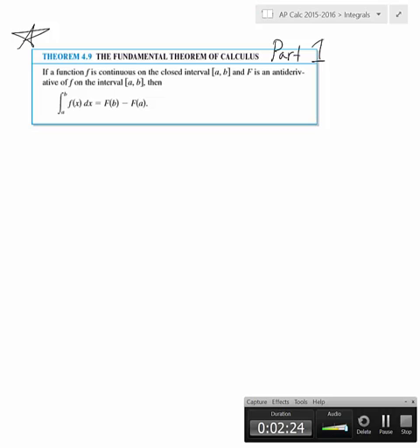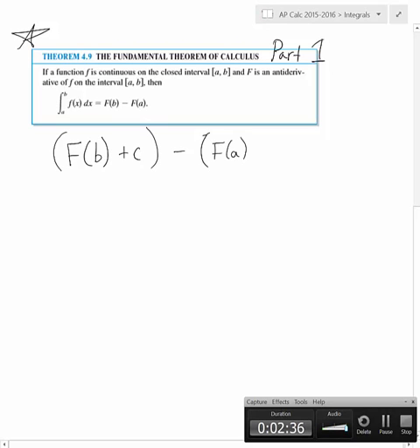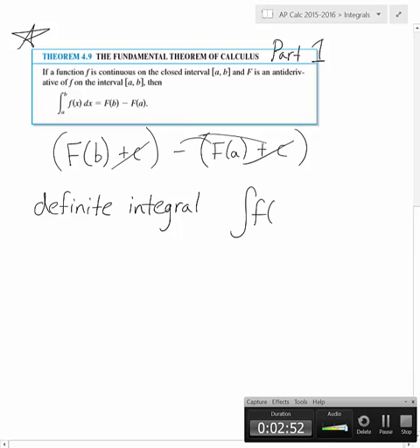The reason for that is that when you evaluate this, you would get F of b plus c minus F of a plus c, and if you distribute the negatives, you'll notice that the c's cancel out. So when you're doing a definite integral, and remember a definite integral is with endpoints, so if we had the integral of f of x dx, right now it's indefinite. Once I add in the endpoints, it's definite. You don't need to do plus c.